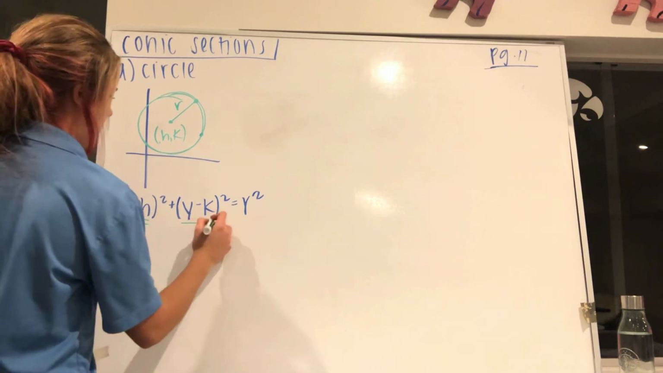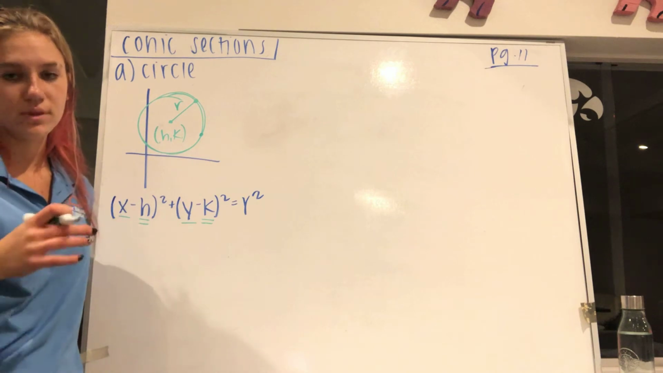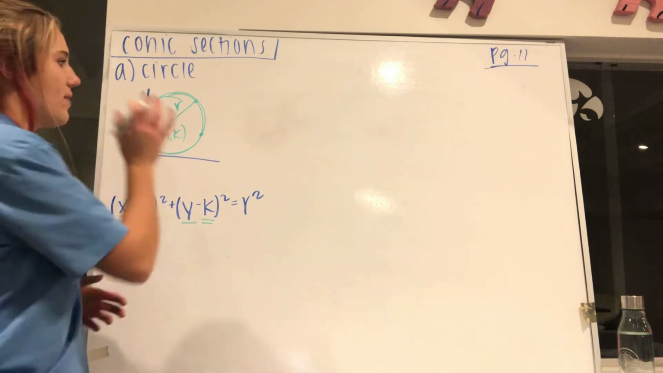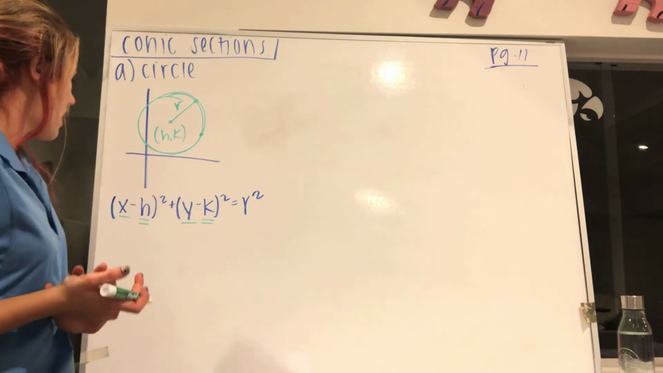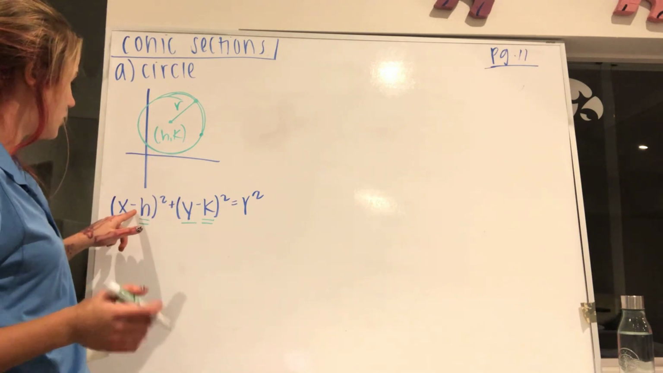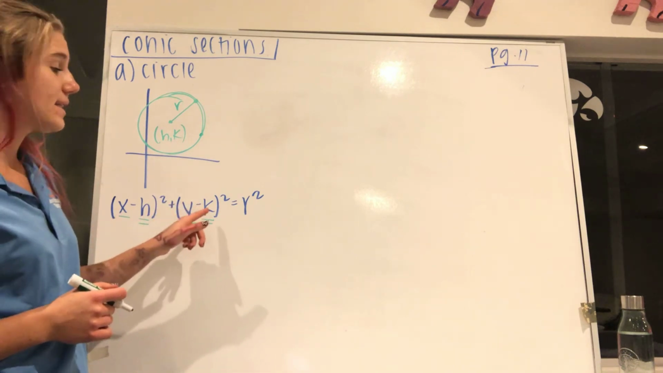H and K, on the other hand, are the coordinate pair. Together they make up the coordinate pair that is going to be the center of the circle. So that's obviously super important. And again, just paying attention to the fact that it's x minus h and y minus k.